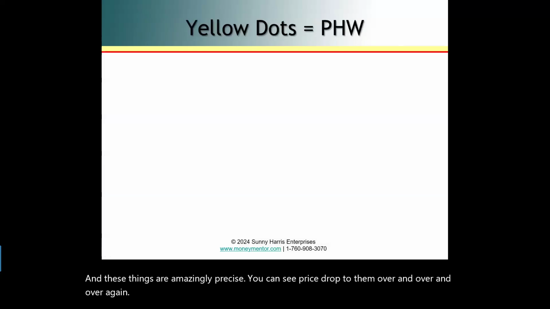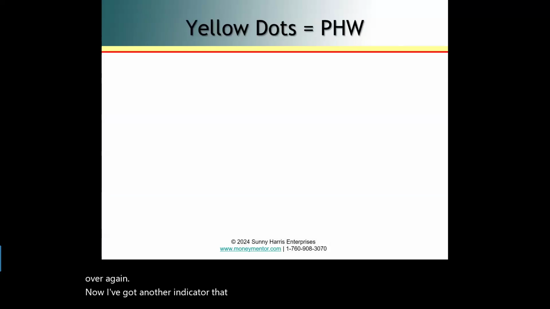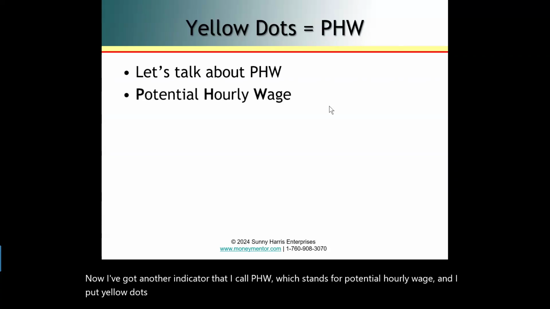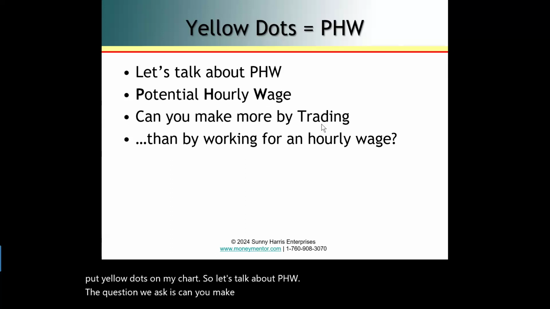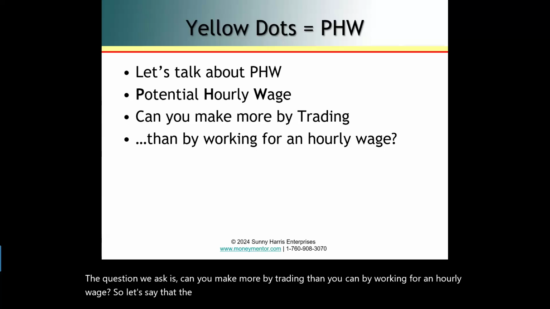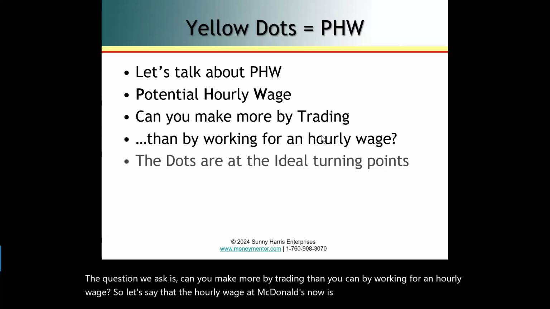Now I've got another indicator that I call PHW, which stands for potential hourly wage. And I put yellow dots on my chart. So let's talk about PHW. The question we ask is, can you make more by trading than you can by working for an hourly wage? So let's say that the hourly wage at McDonald's now is $25 an hour.